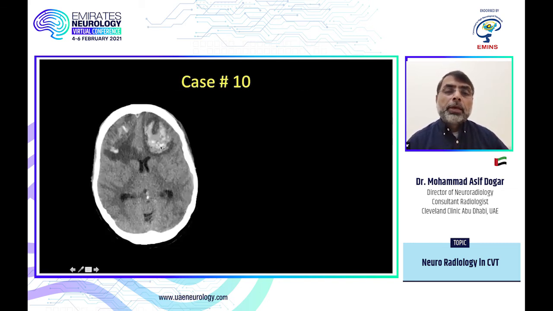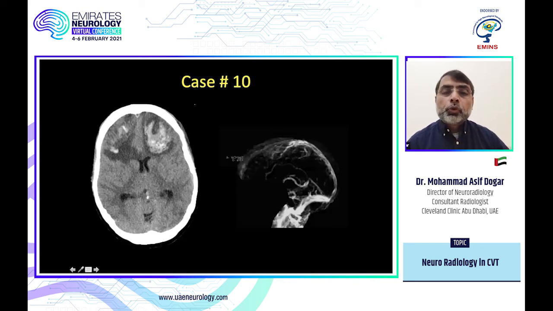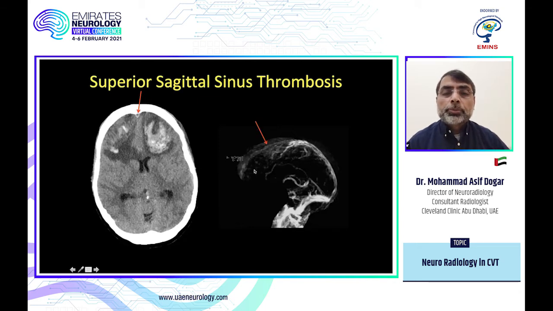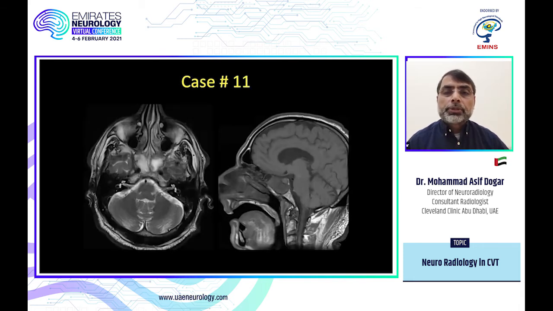Another case, hemorrhages, bilateral, parasagittal. So what are we going to look at? We are going to look at the superior sagittal sinus. You see here, it looks like there's some high differential density in the superior sagittal sinus, and here it is non-filling. So this is another case of superior sagittal sinus thrombosis. Just to emphasize, if there are bilateral parasagittal findings, look at the superior sagittal sinus.